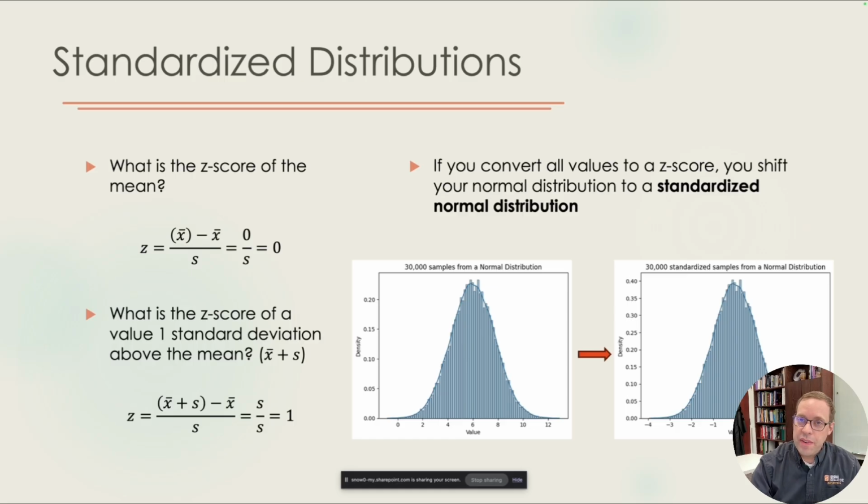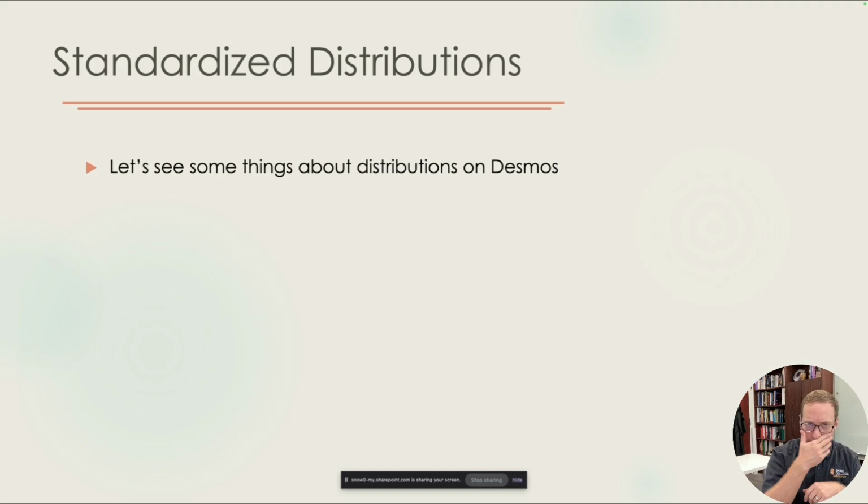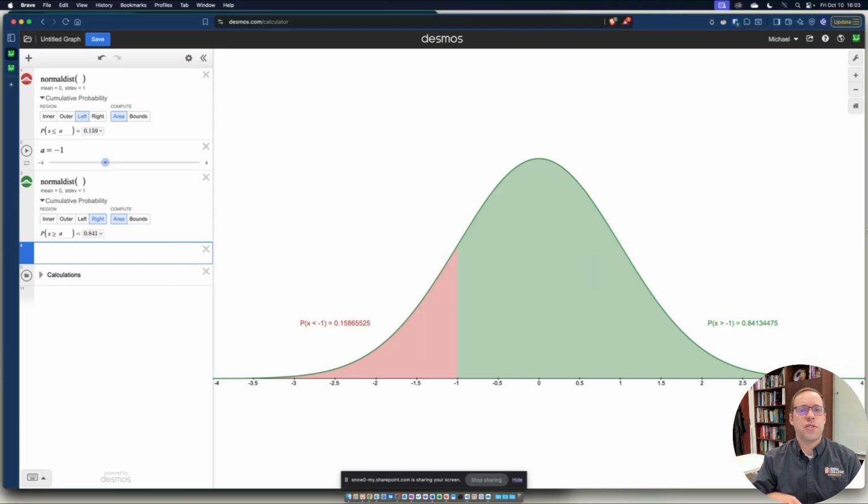Okay, this is going to be very helpful for us because now we can go back and forth between our regular data and our standardized data. We use the standardized data to do all our calculations and then relate it back to our regular data so that we get some answers. All right, let's look at a few things that we can do with standardized normal distributions here on Desmos.